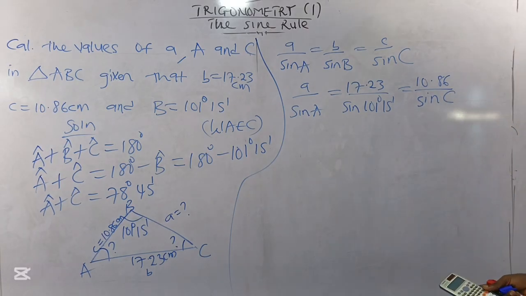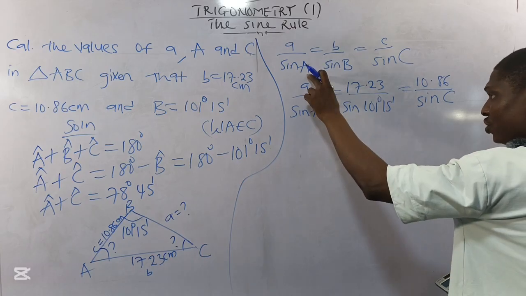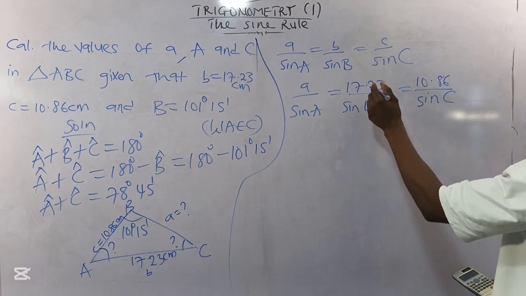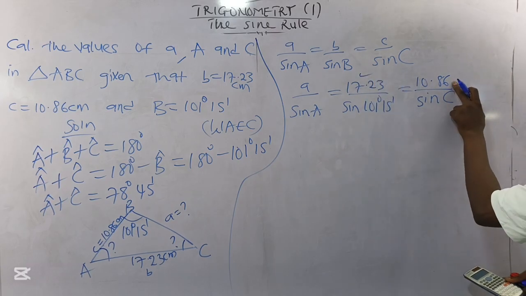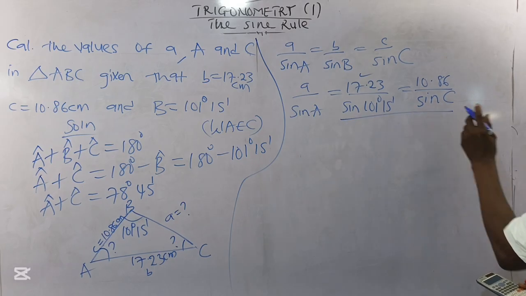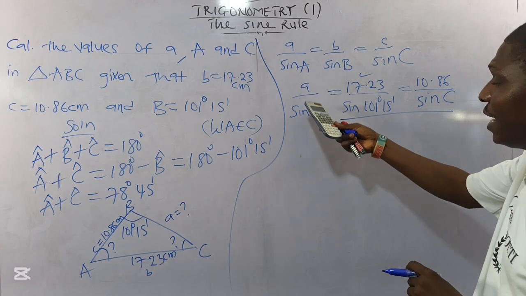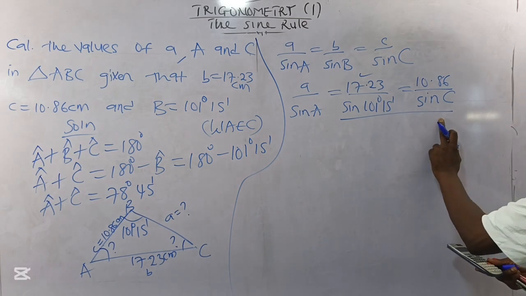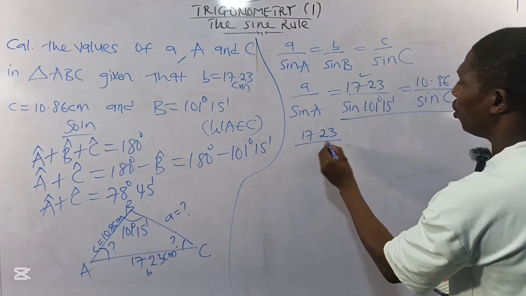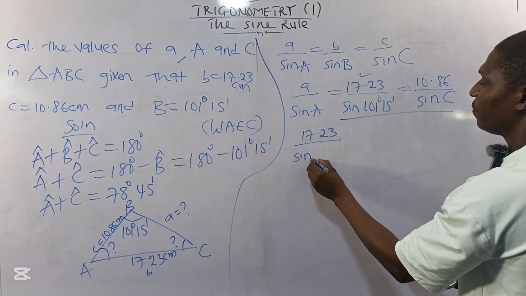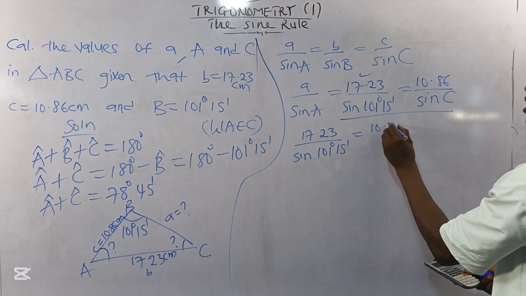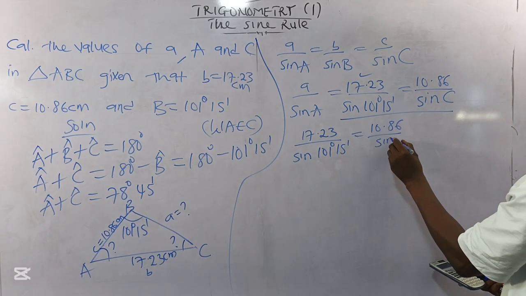Now, if you watch, I have two unknowns here: my side is unknown, my angle is unknown. I have two knowns: a side is known, an angle is known. This is very good. And this one, I have a known side and an unknown angle. So I must start by combining this and this. I can't solve two unknowns at the same time. So I must use these two sides of the sine rule equation. So I have 17.23 over sine 101 degrees 15 minutes equals 10.86 over sine C.